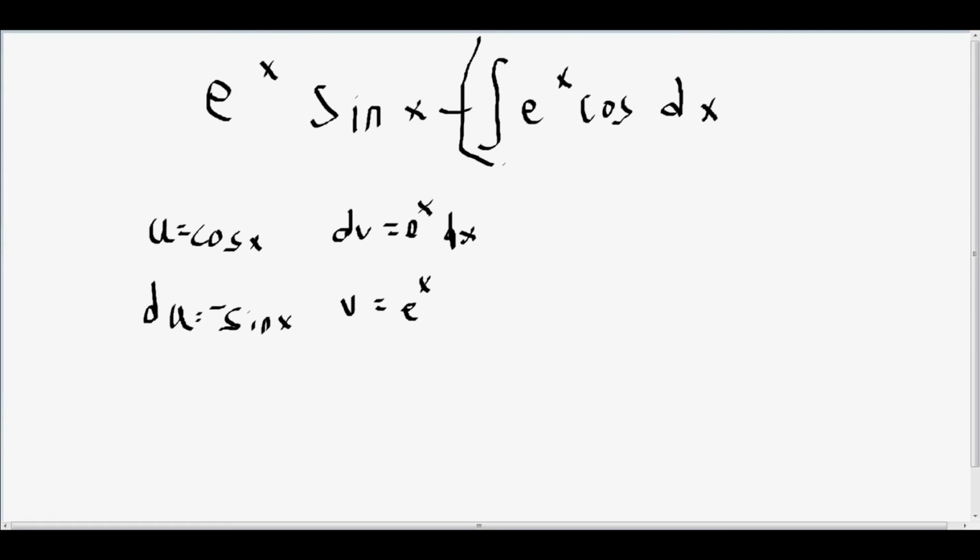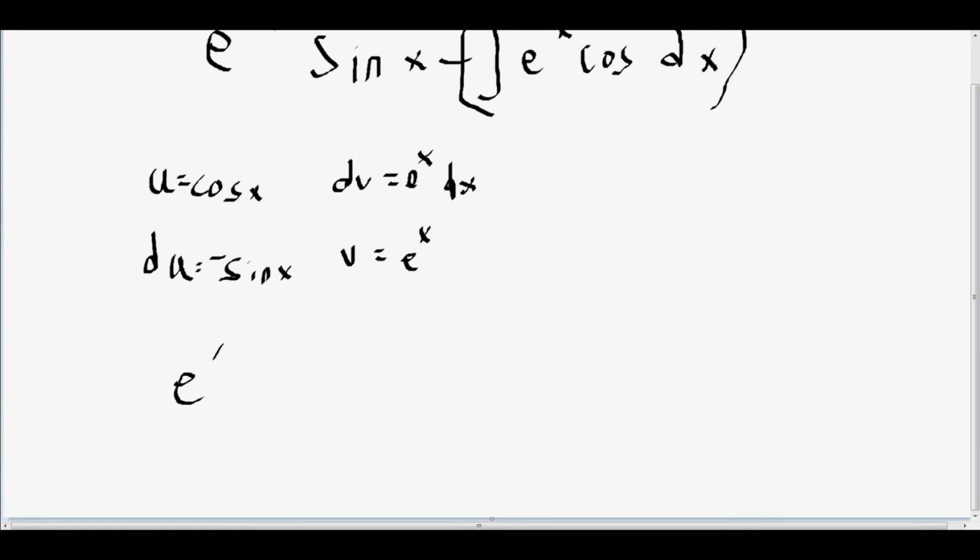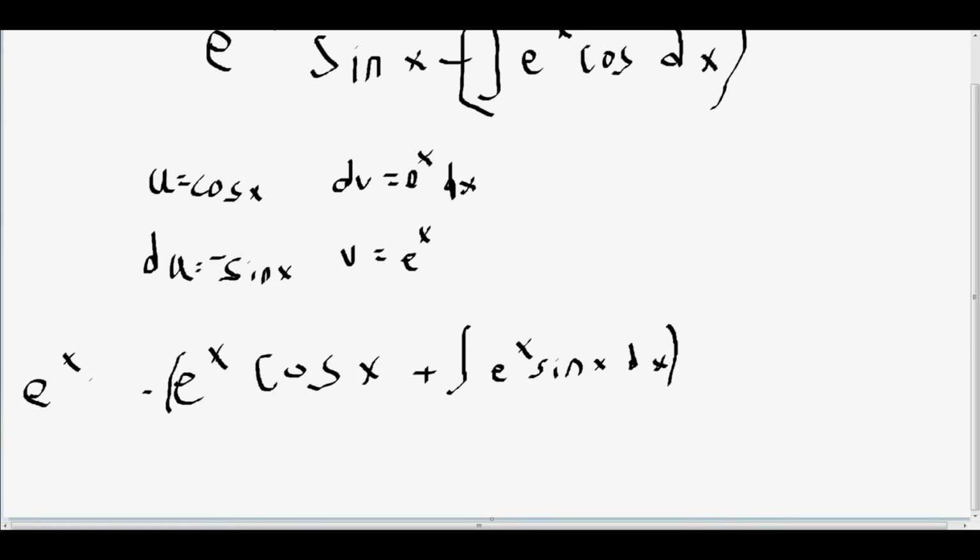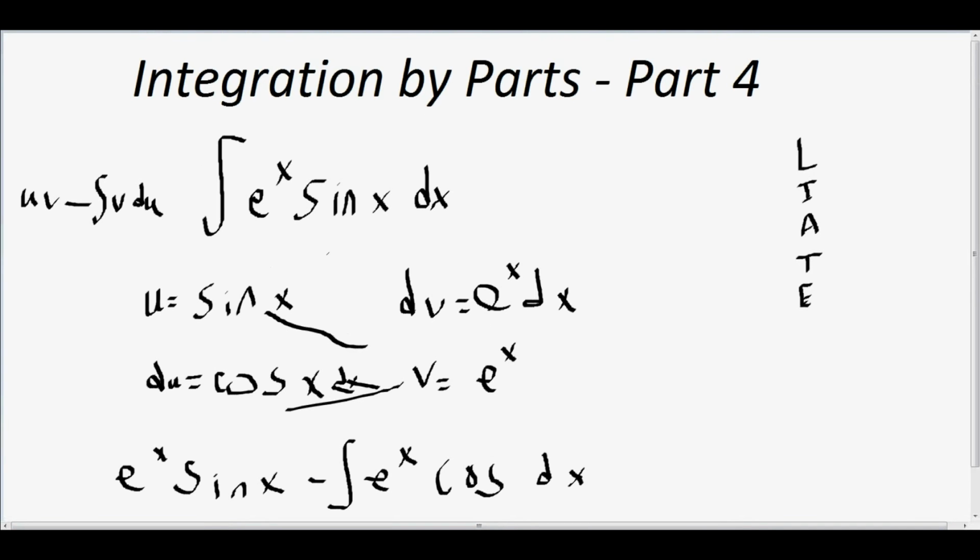So now, and again, this is just for this part, we're ignoring the e to the x sine x for right now. This equals u times v, e to the x cosine x, minus the integral of v du, that's e to the x times negative sine x. So the negative will just cancel with this and become positive, sine x dx. And it's all of this subtracted from e to the x sine x. Now remember, all of this from before equaled this integral, e to the x sine x.